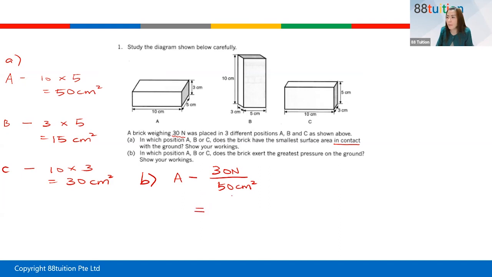And what do we have here? 30 out of 50, 0.6. So we put this as Newton per cm square. It's okay to leave it this way. In case you're wondering, do I need to convert to SI unit? No worries, you don't have to. Okay, Kiran is here. So if we look at position B, same amount of force, exerted over the area of 15 cm square. This is 2 Newton per cm square.